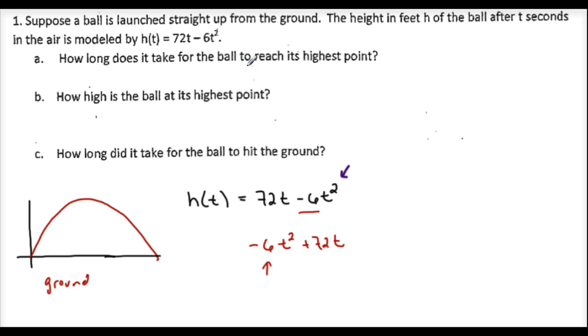Part A. How long does it take for the ball to reach its highest point? What is it talking about? Its highest point. The highest point on the graph is here. This is my vertex. You can use your graphing calculator, or we're going to do this manually. How do I find the vertex of a parabola?